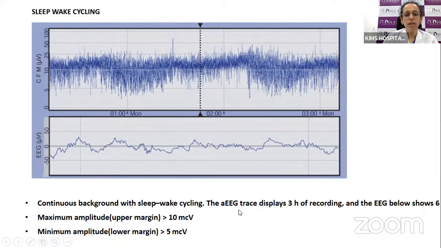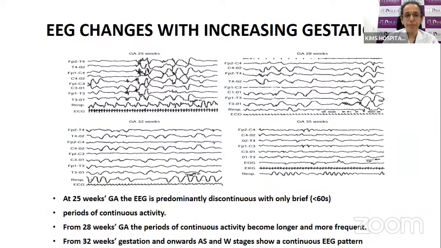So here you can see the upper amplitude. Why do we say this is continuous? The upper margin is more than 10. The lower margin is more than 5 in all the places. So here this is the 5, and in all the places it is more than 5 only. The upper margin is always more than 10. So this is a continuous normal background with the sleep-wake cycling. So this baby has a normal cerebral function.